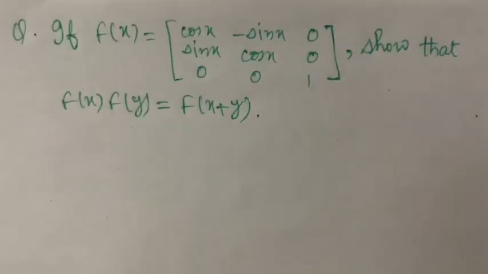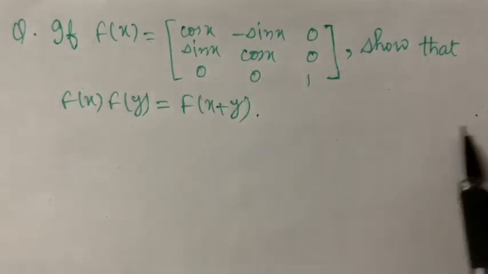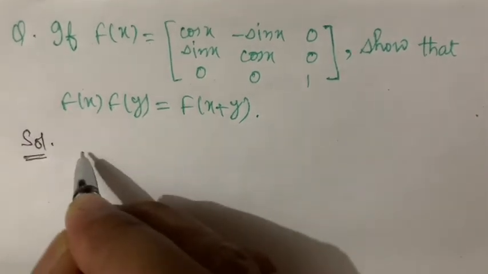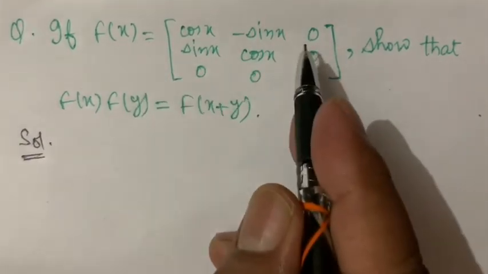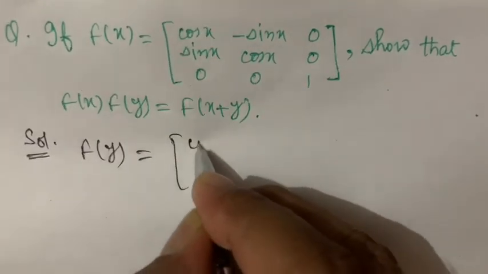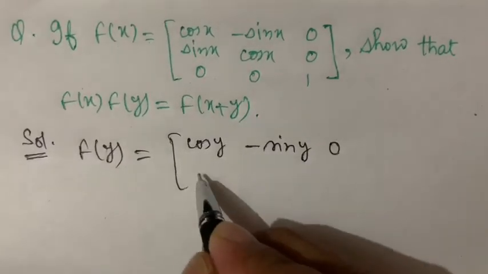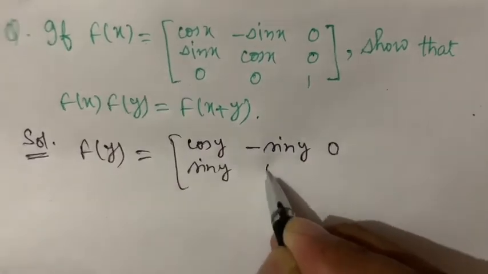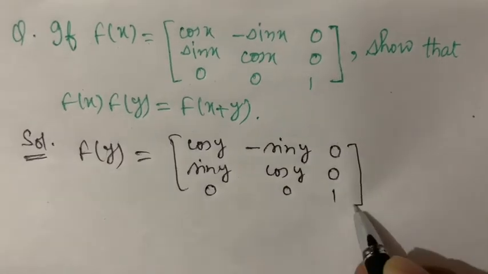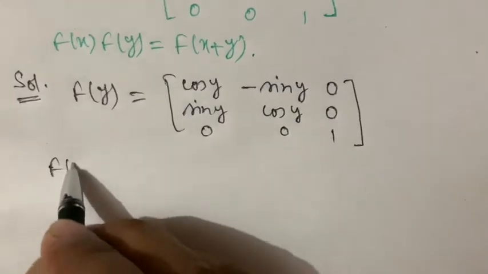Let us take another question. Here the question is, f(x) is this one. We need to show something. Now from the knowledge of functions we have, if f(x) is written like this one, we can write f(y) as cos y, minus sin y, 0, sin y, cos y, 0, 0, 0, 1. Now we need to multiply them.